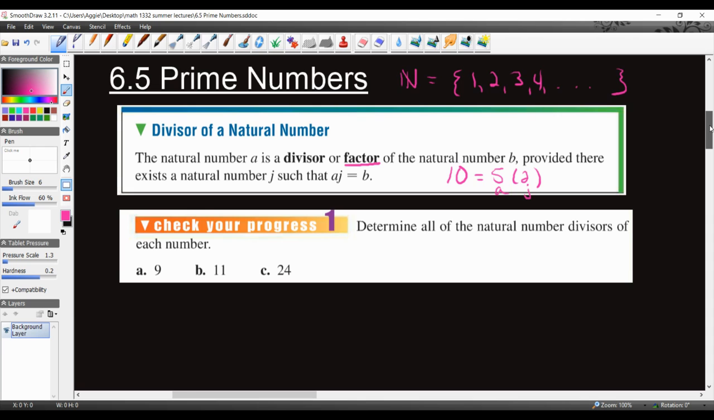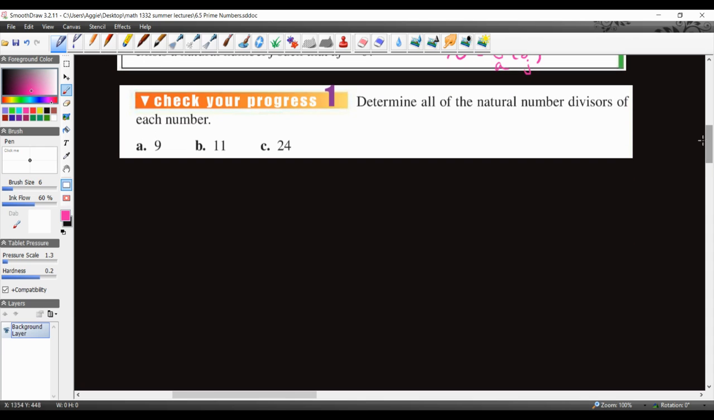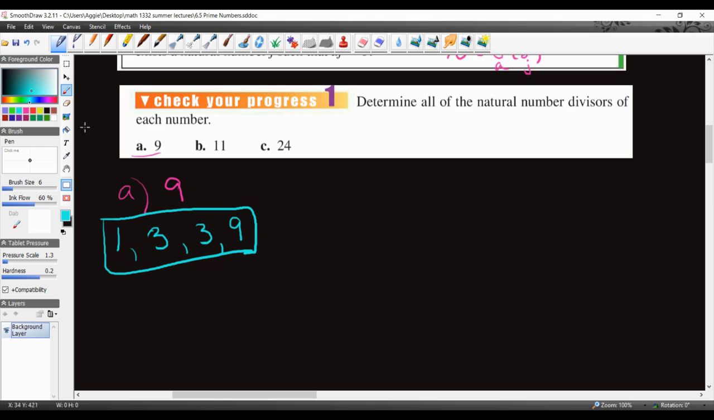We're going to jump right into some examples. Determine all of the natural number divisors of each number. So we want to find all the factors that go into these numbers. We're going to start with letter A, which is 9. You always want to start with 1, because 1 times the same number is 9, and then you just work your way up from there. 2 does not go in there, so I can't put that one, but 3 does. 3 times 3 would be my 9. Here you don't have to write it 2 times, you can, it's really up to you. But these would be all of my divisors for 9.